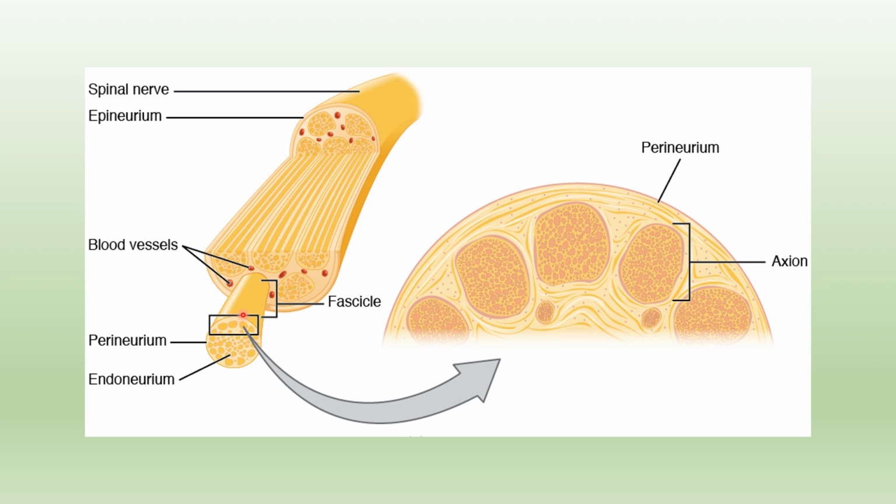So here's a fascicle. Now you group several fascicles together, wrap them with the epineurium, and that is your nerve. In this particular example, it's saying the spinal nerve, but this would be your nerve. So endoneurium is around an individual axon, a group is surrounded by the perineurium, and then the entire nerve is going to have the epineurium.